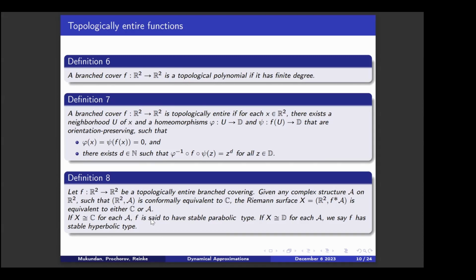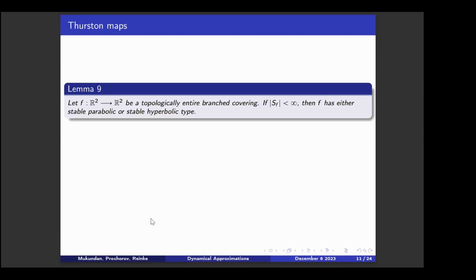Okay. Now the point is, for a general topologically entire branch covering, you don't need to have either. It is not necessary that F has stable parabolic or stable hyperbolic type. For one complex structure you can get the plane, for another you can get the disk, and so on. But if you put further restrictions on F, nice things happen. Let F be a topologically entire branch covering. If the set of singular values is finite, then F has stable parabolic or stable hyperbolic type. Okay.